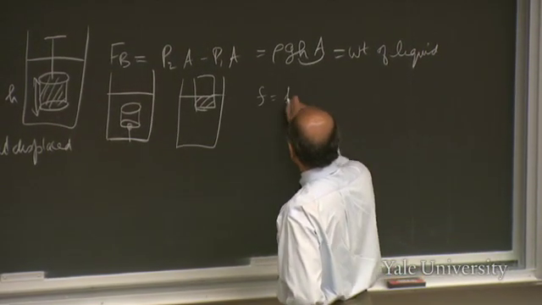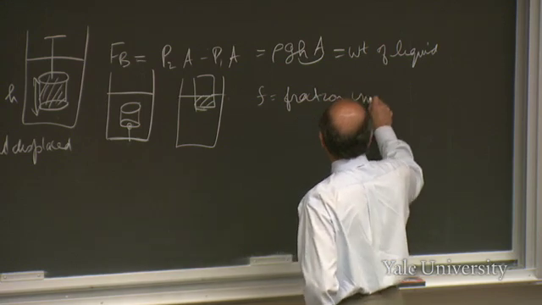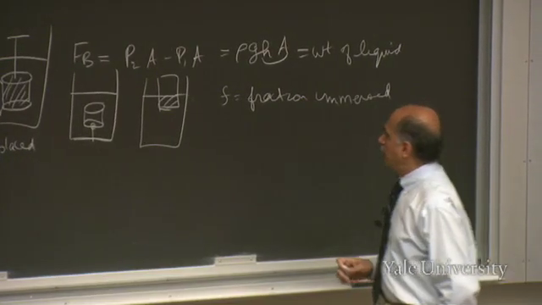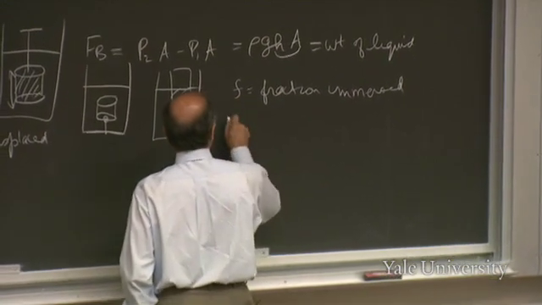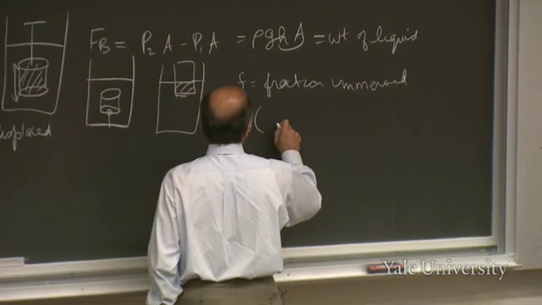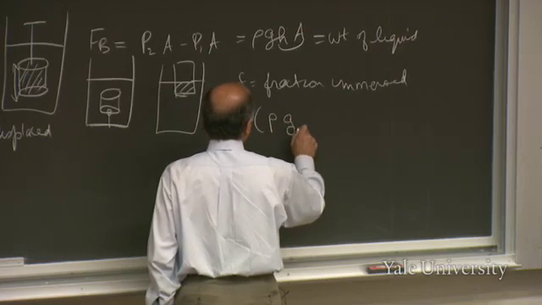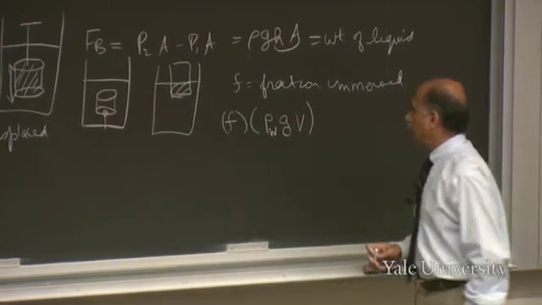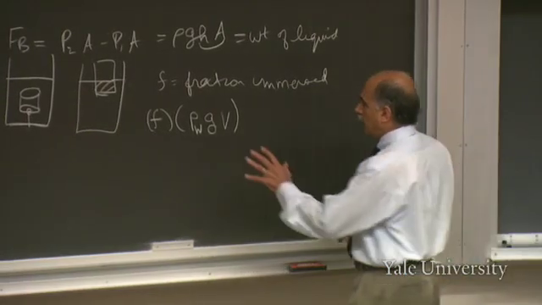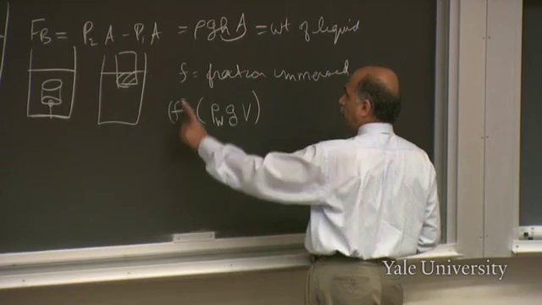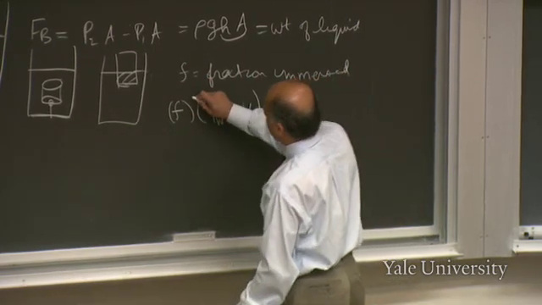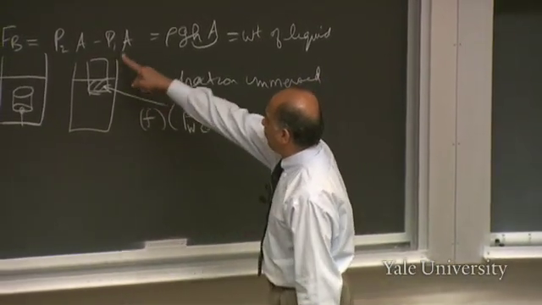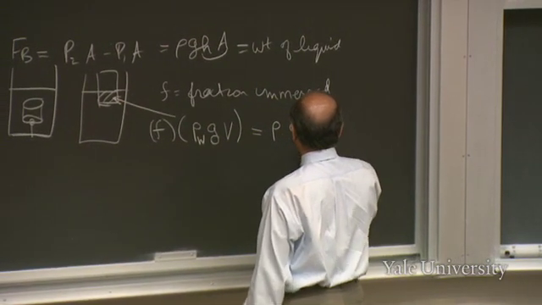Let F be the fraction immersed, fractional volume immersed. Then we can say the weight of the liquid displaced is equal to the fractional volume times rho times g times the total volume. This is a rho of water. Do you understand? This is the weight of water equal to the full volume. This is the fraction of water displaced. So this is simply the weight of this shaded region here. And that is going to be equal to the weight of the thing that's floating. That is a rho g times full volume.